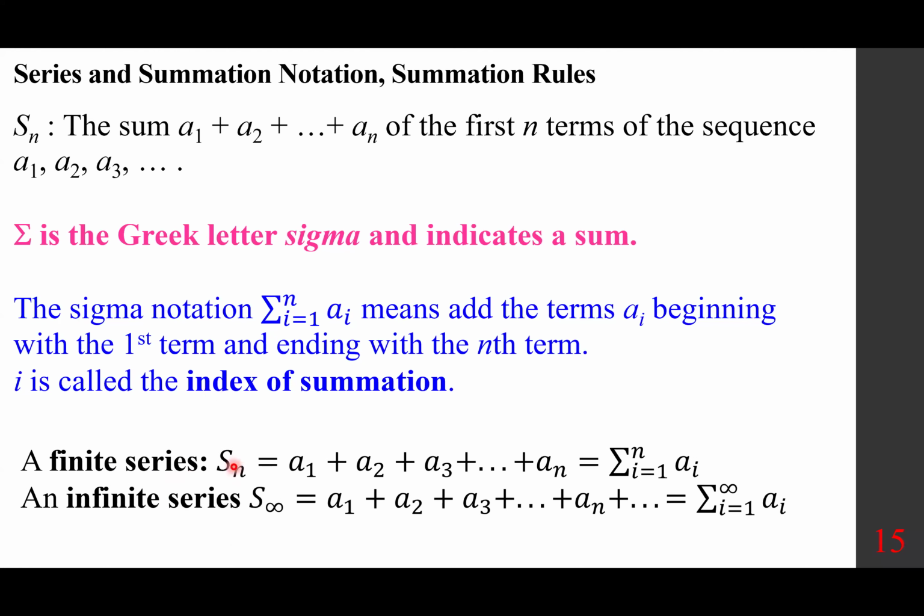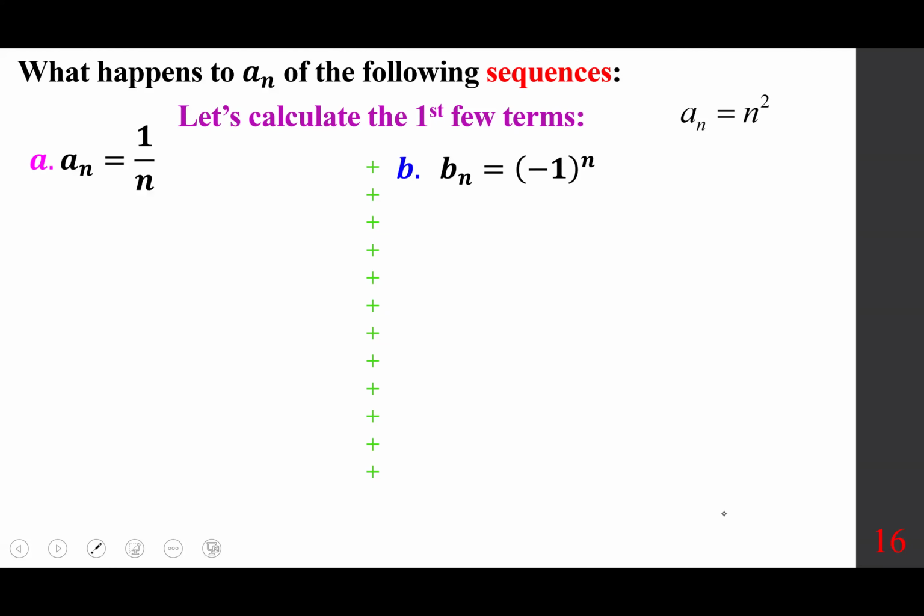A finite series S sub n is a sub 1 plus a sub 2 all the way to a sub n, and we write this as the summation of a sub i as i goes from 1 to n. An infinite series S, and normally we use S sub infinity, is a sub 1 plus a sub 2 plus a sub 3, and it goes to infinity, is the summation i going from 1 to infinity of a sub i. And by the way, you can say a sub j and use j here, or sometimes they use a sub k and use k here. So it means the same thing. As an example, let's see what happens to these two cases.